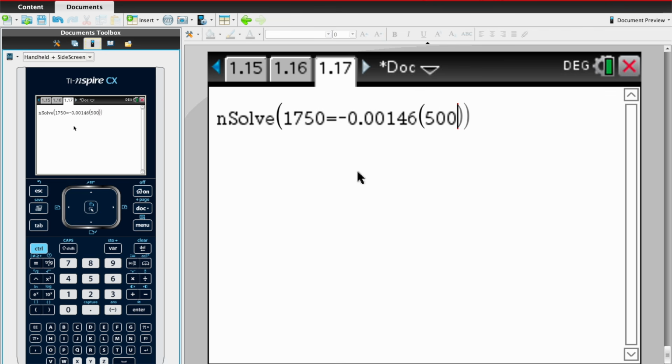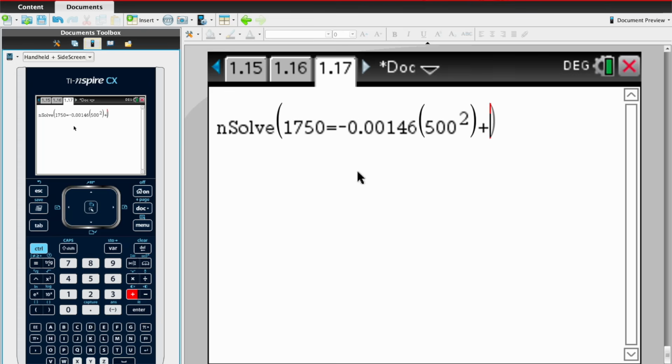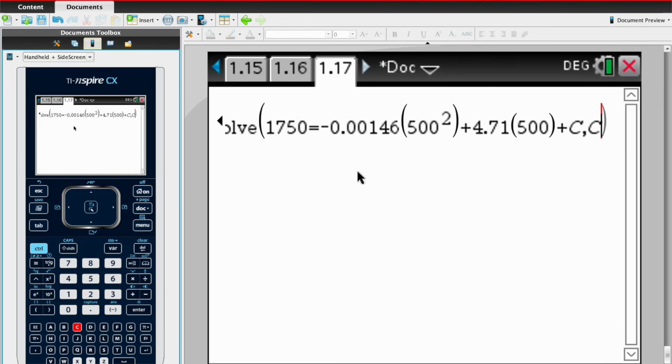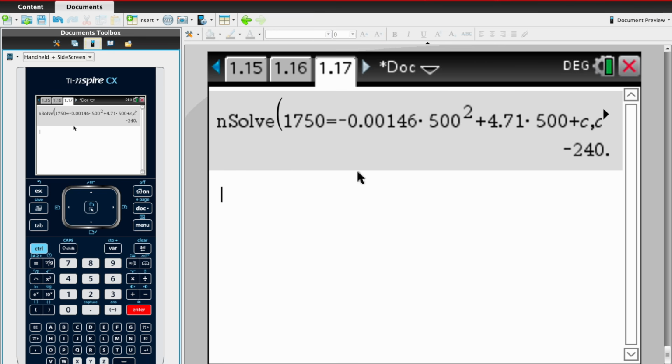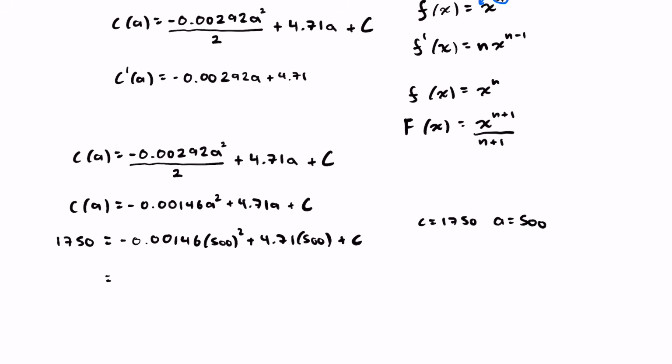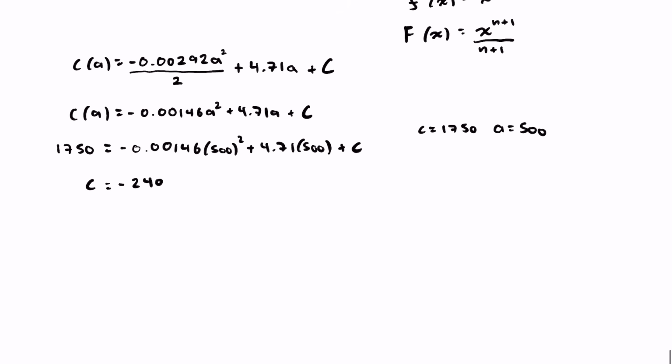0.00146, and we have 500 squared plus 4.71 times 500 once again, plus c. Ask the calculator to solve for c. And we have a value of negative 240. Okay. So writing that out, c equals negative 240. So altogether, here's our cost function, and the value of c is negative 240.